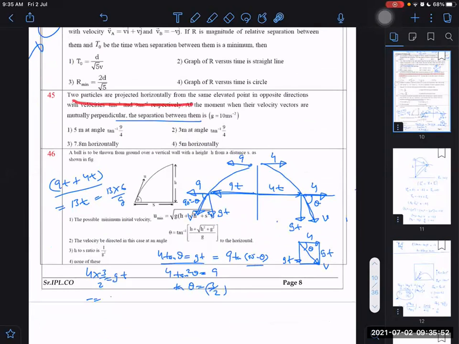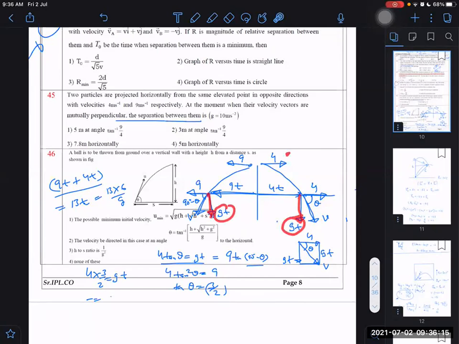Next one. Two particles are projected horizontally from the same elevated point in opposite directions. At the moment their velocities become mutually perpendicular to each other, yesterday I have taken it. Just draw one, draw the other. If their velocities are mutually perpendicular, it means when one velocity makes an angle theta with horizontal, the other should make 90 minus theta with horizontal. Then they will be mutually perpendicular. But vertical velocity for both of these will be the same. That will be gt for both.